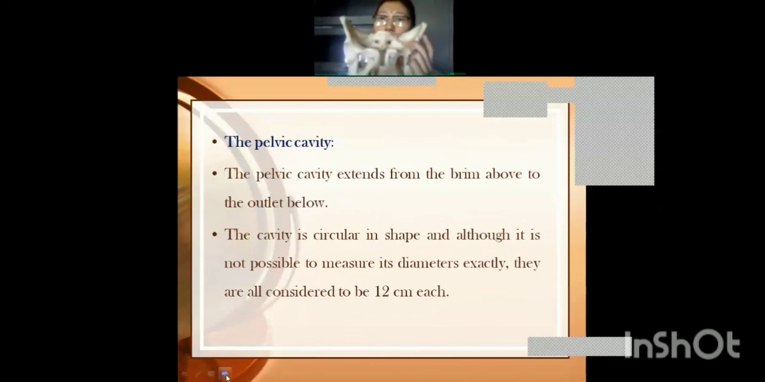Now coming to the pelvic cavity. This cavity lies below the brim. It extends from just below the brim up to the outlet below. This is the cavity. It is circular in shape, so we consider all the diameters, whether anterior posterior, oblique, or transverse, to measure 12 centimeters each.